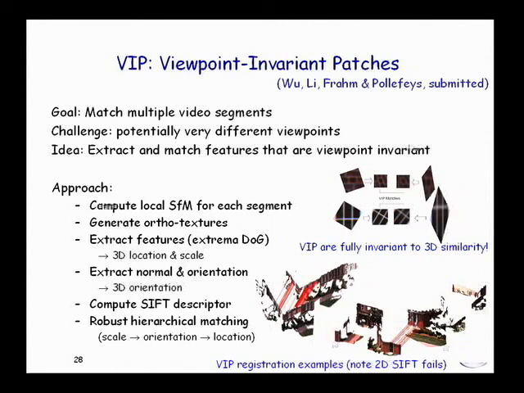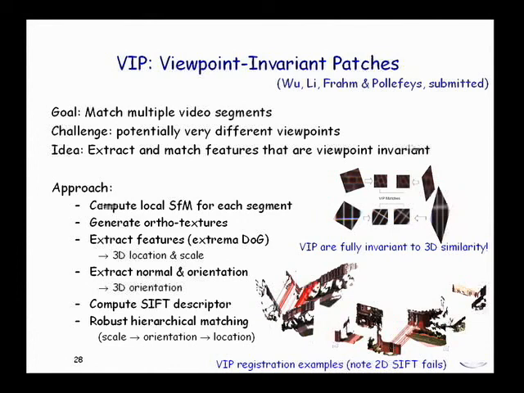And so basically our approach consists of computing the local structure from motion for each of those video segments. We generate ortho textures. By that, we mean that if I was taking this scene from this viewpoint, once I've reconstructed the scene, I can actually regenerate a viewpoint for every surface patch orthogonally to it. So orthotexture really means that we have an orthographic view, a straight view at every part of the facade or of every part of the building or of the scene that we're looking at.